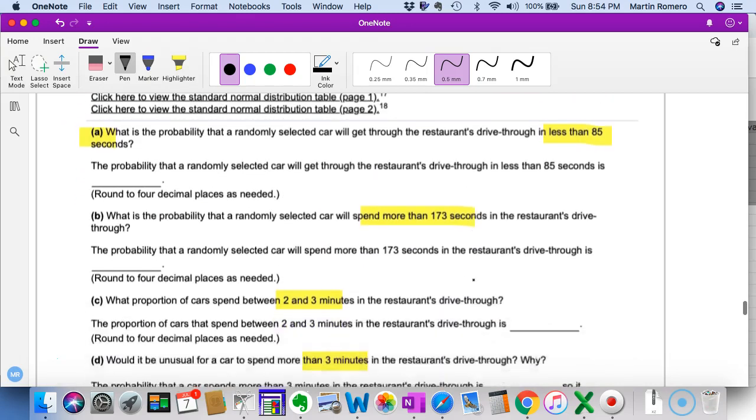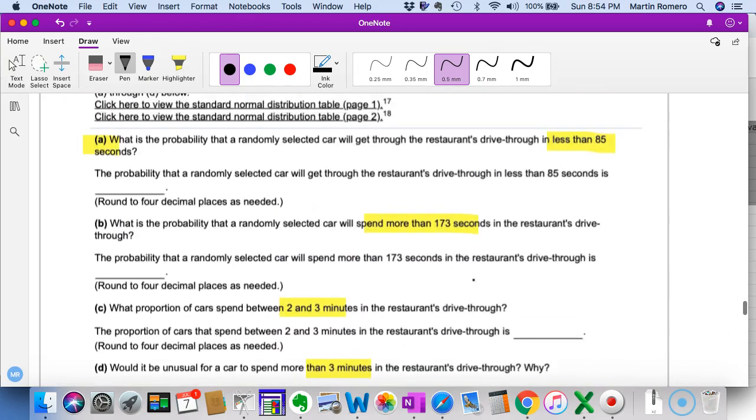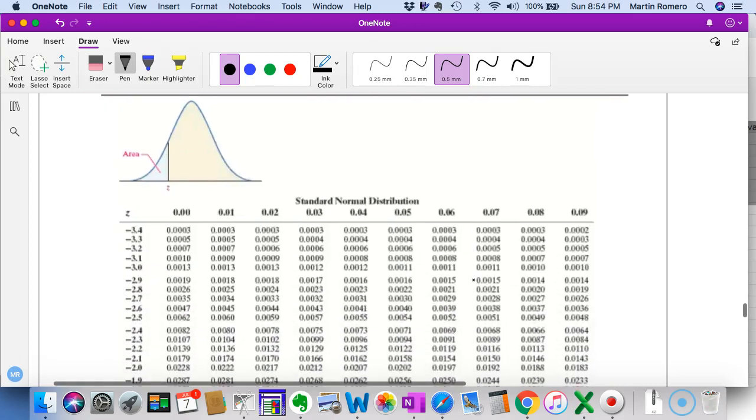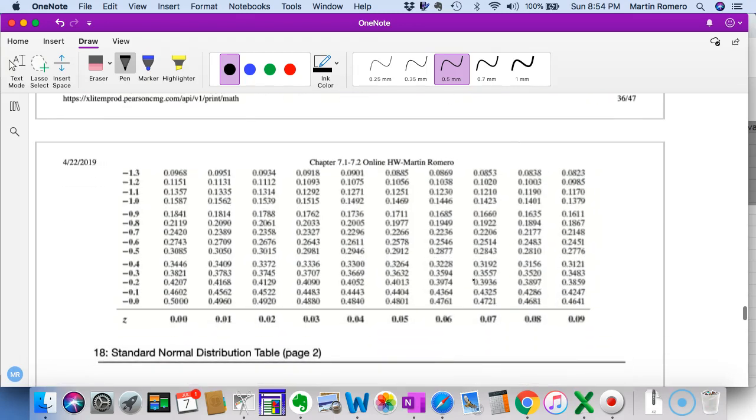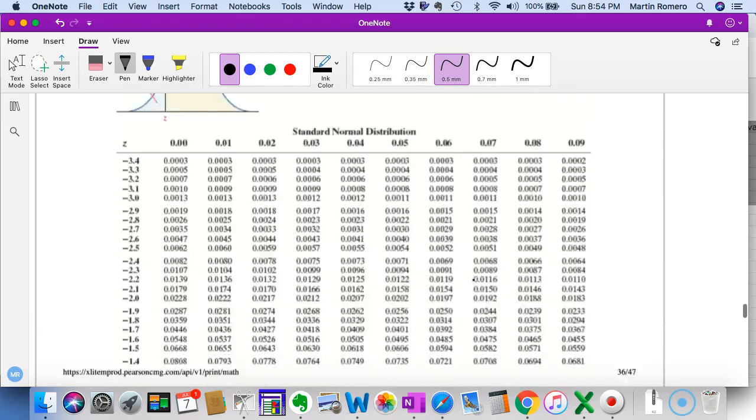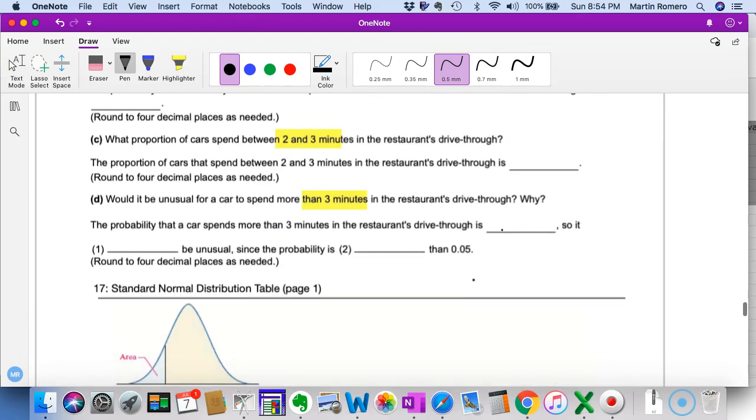That's how you would answer these questions here using the normal calculator. Again, you could use the normal distribution table or the Z table to do that, but it's much easier to use StatCrunch here.